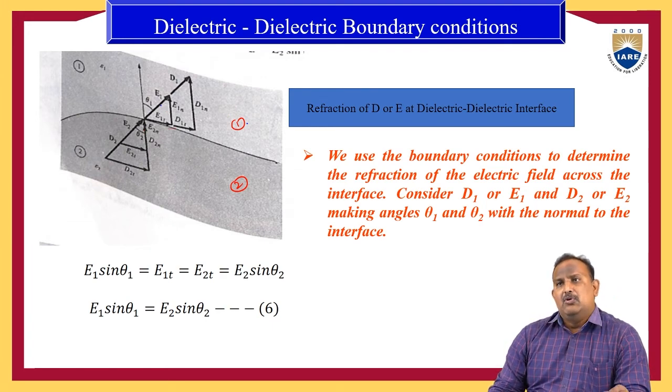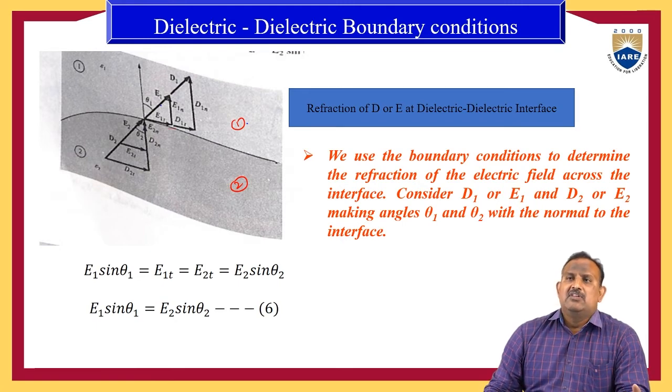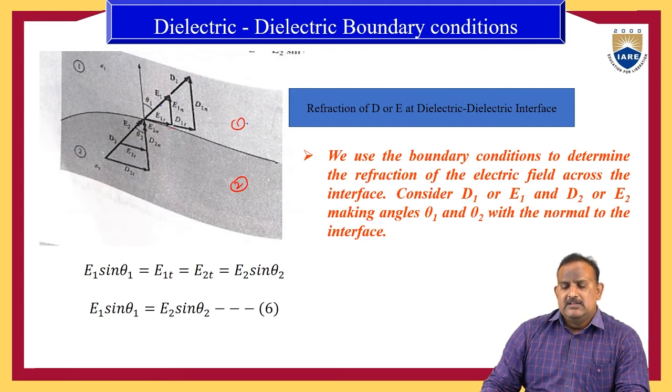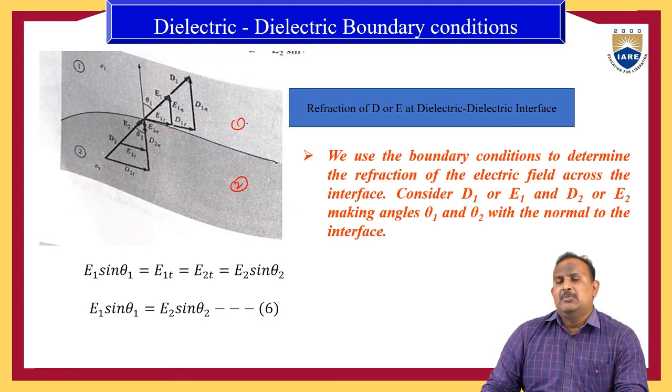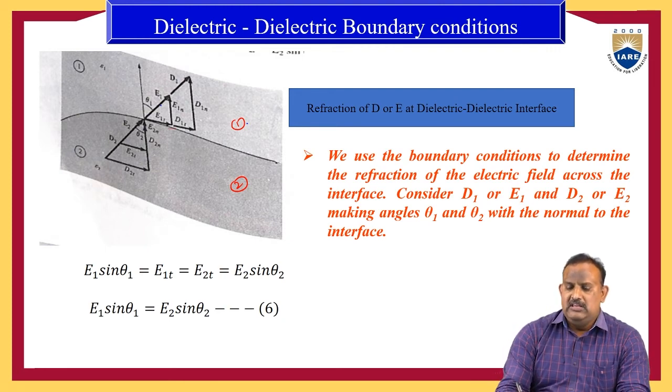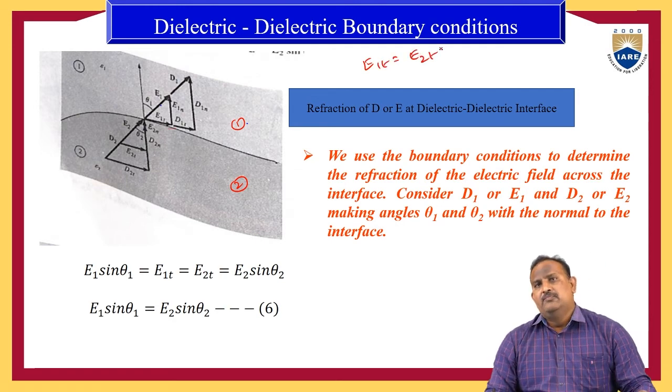Here we use the boundary conditions to determine the refraction of the electric field across the interface. Consider D1 or E1 and D2 or E2. D1 or E1 makes an angle theta 1, and D2 or E2 makes an angle theta 2 with the normal at the interface. Already we know that the tangential component of the electric field is continuous at the boundary. Therefore, E1t is equal to E2t.